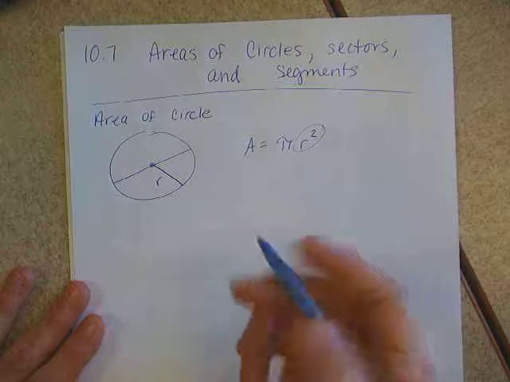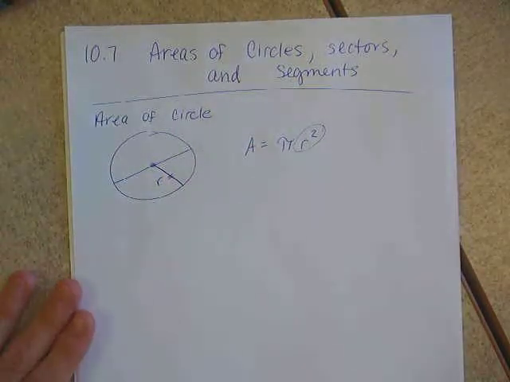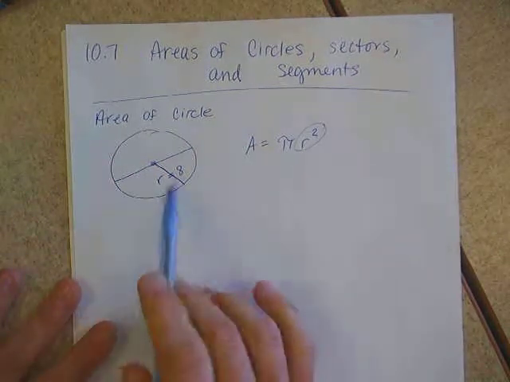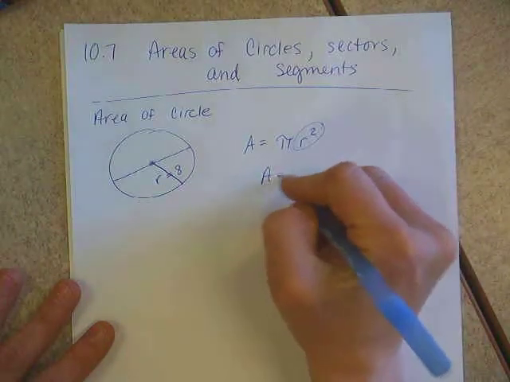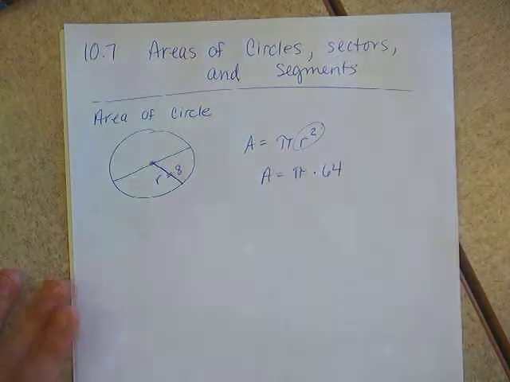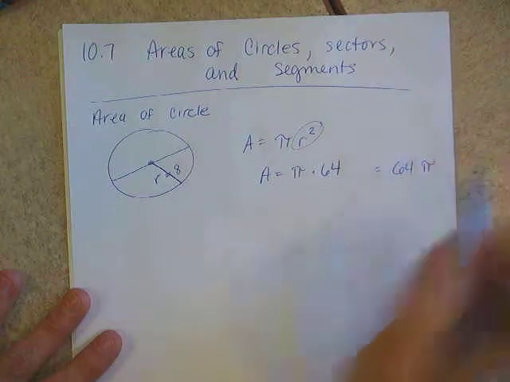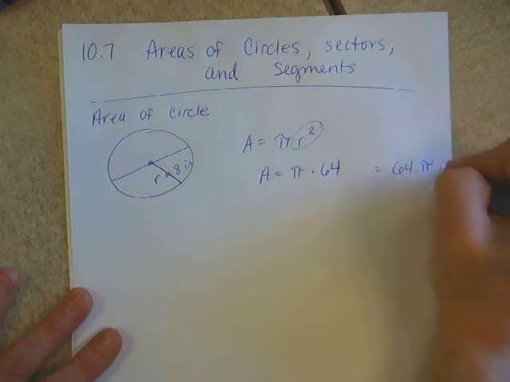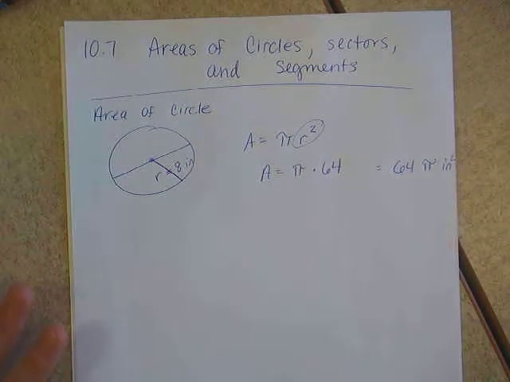So if we gave you a radius, we'll just do it here, a radius of 8, then we're going to square that. So it'd be pi times 8 squared, which is 64, and that's generally written 64 pi, and we'll call this inches, and areas, of course, are in square units.